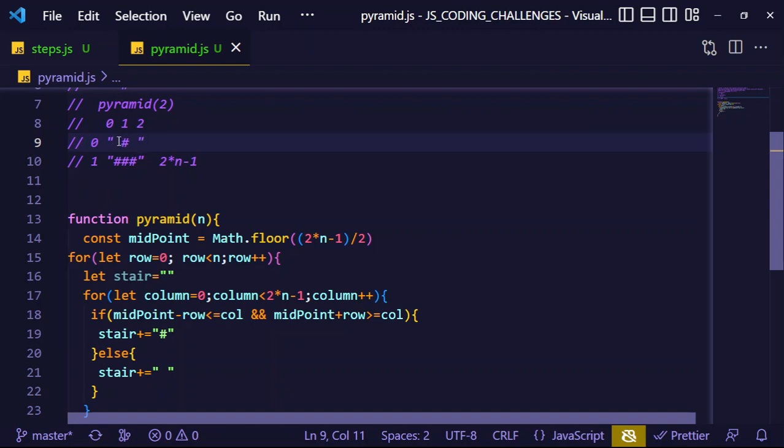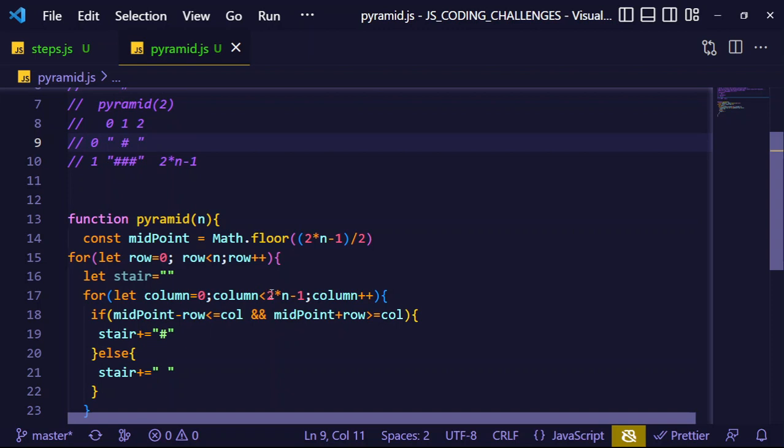Okay, we go to the next part. Okay, what's the midpoint? It is 1. Okay, 1 minus the row. What's the row? 0. 1 minus 0 is 1. Okay, is 1 less or equal to the column? What's the column? The column is 1. 1 is equal to 1. Okay, and then this part will be executed, so the hash will be printed. Ideally, even this part here, remember these two conditions have to be fulfilled. They have to be fulfilled for you to print a hash symbol.